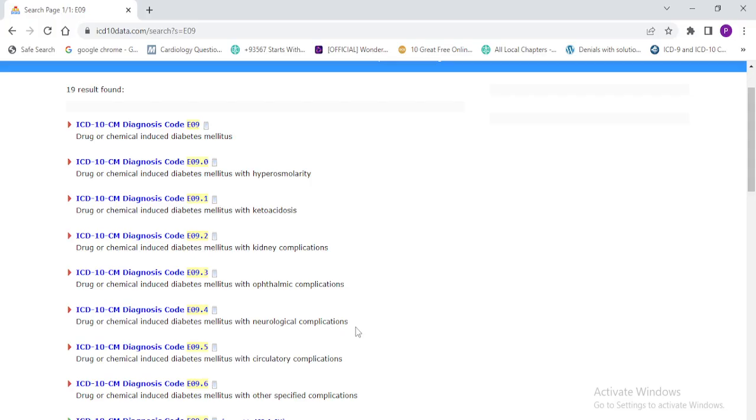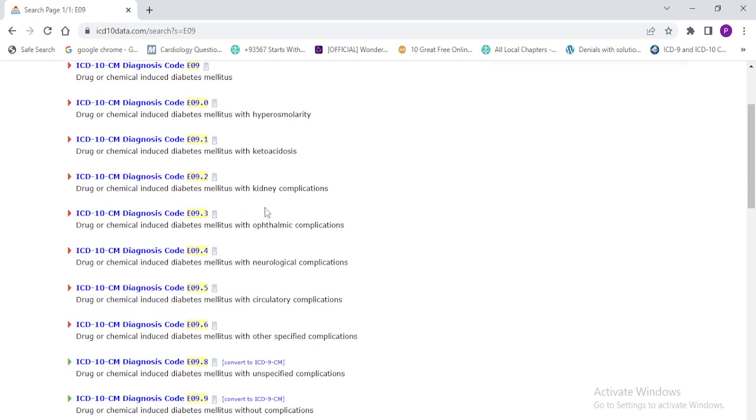So if we check in our ICD-10 book, E09 is drug or chemical induced diabetes mellitus. E09.0 is diabetes mellitus with hyperosmolarity. One is for ketoacidosis, two is for kidney complications, three is for ophthalmic, four is for neurologic, five is for circulatory, six is for other specified complications, eight is for unspecified, and nine is for without complications.